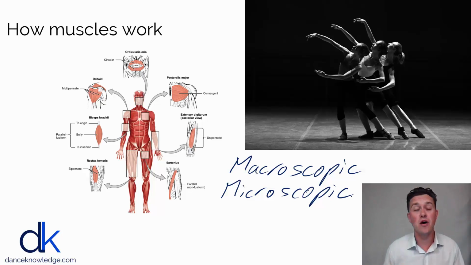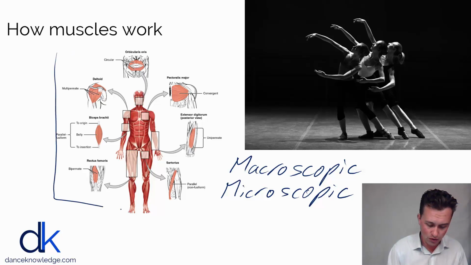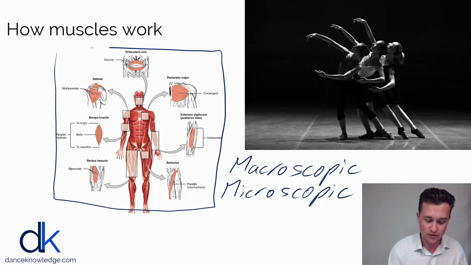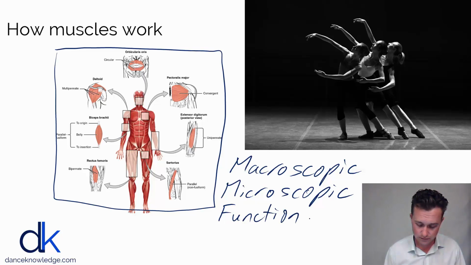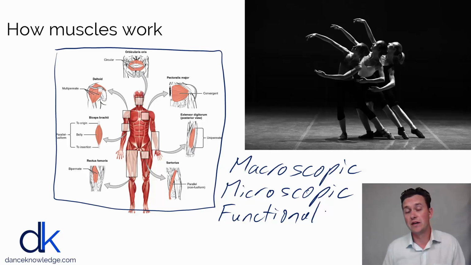When we have an understanding of the macro and the microscopic structure of a muscle, then we can look at the muscle from this perspective that you can see in the image here, where we have all of these different forms of muscles. So we can look at the muscles from a functional perspective. So these muscles here are all formed in different ways so that they can function in different ways.